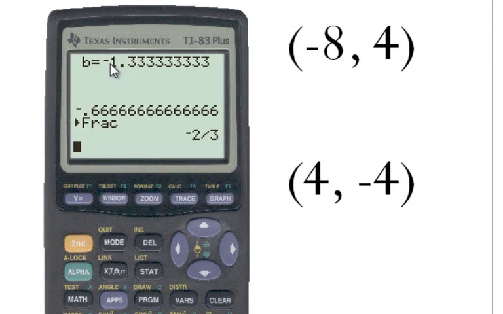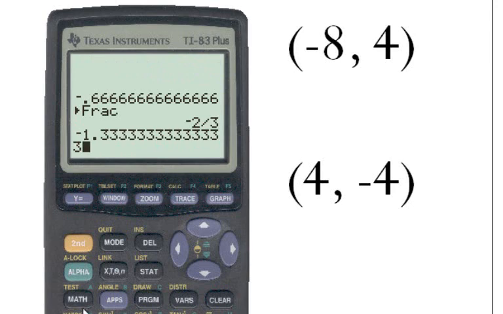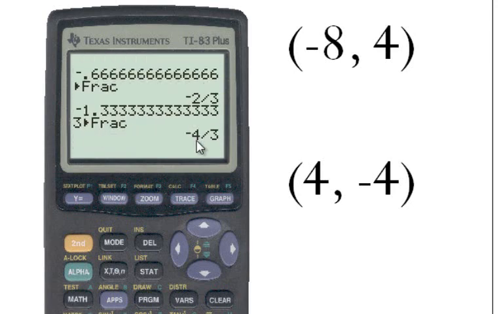For the y-intercept, it says -1.3 repeating, so I can find out what fraction that is also. -1.3 repeating. I hit math, enter twice, and it tells me that fraction is -4/3. So you guys can also solve these using the calculator. My slope is -2/3, and my y-intercept is -4/3.